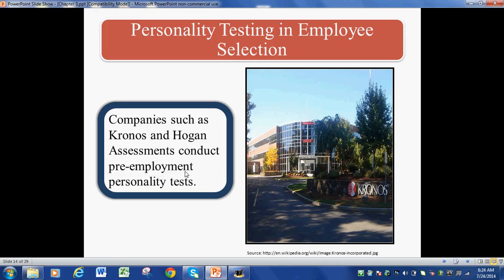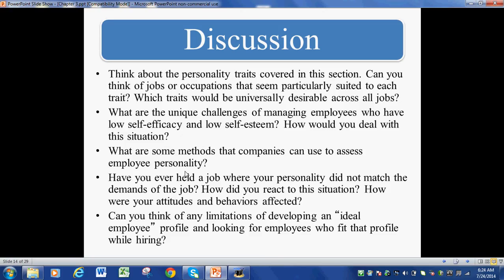Personality testing and employee selection. Companies such as Kronos and Hogan Assessments conduct pre-employment and personality tests, right? I think they're very, very useful. I don't think that should be the only reason and only way that you judge people, because an interviewer should have some common sense and get a good feeling about somebody. But I think they are very, very good for companies to use.